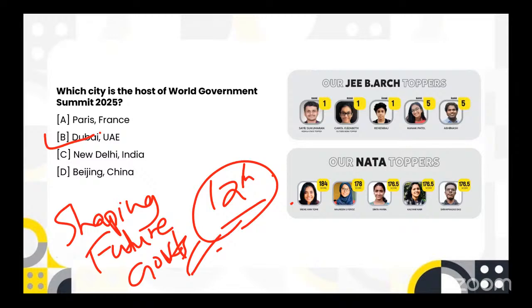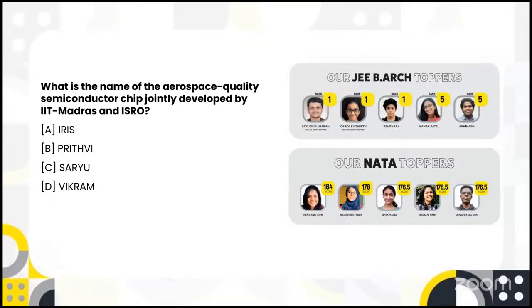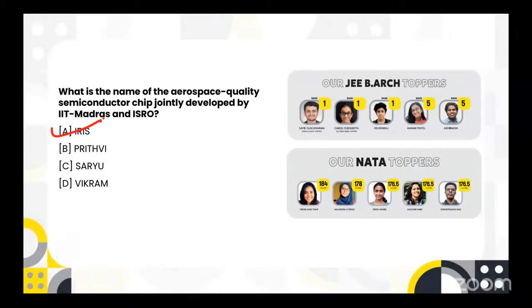All right, moving on to next. What is the name of the aerospace quality semiconductor chip jointly developed by IIT Madras and ISRO? Iris, Prithvi, Saryu, Vikram. Okay. So recently IIT Madras and ISRO have successfully developed and booted the Shakti based semiconductor chip. So the name is Iris.